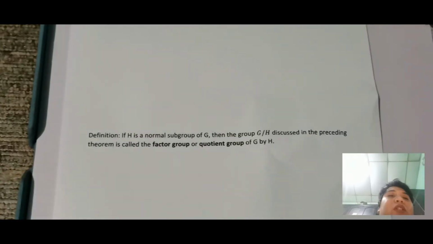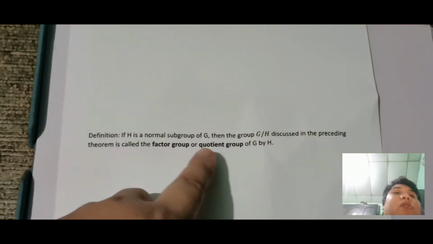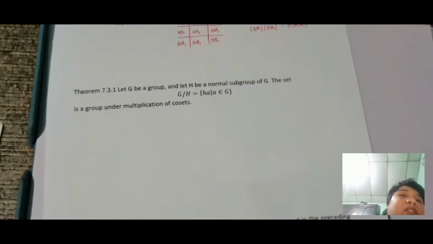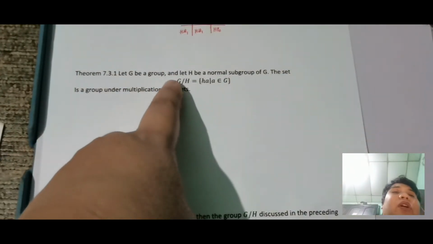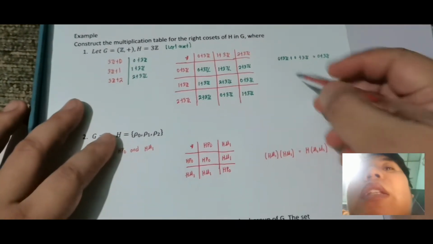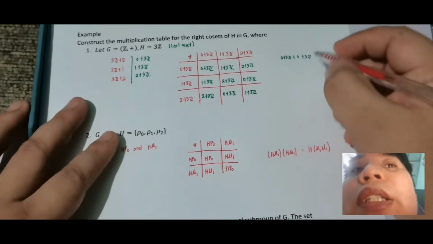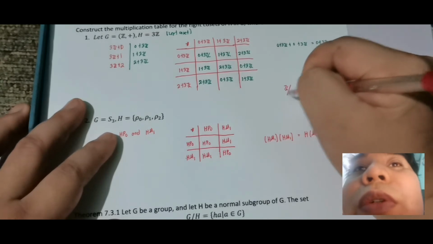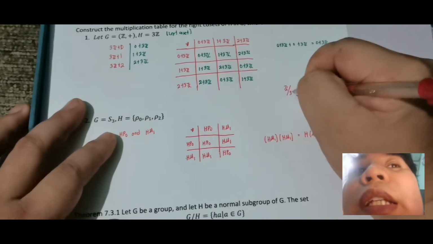Okay, so next is a definition. If H is a normal subgroup of G, then the group G over H discussed in the preceding theorem is called the factor group or the quotient group of G by H. So how do we read G over H? This is the factor group or the quotient group of G by H. So that's G by H. Since we have formed it, what can we say here? This is Z over H, so G over H is the factor group of Z by 3Z.